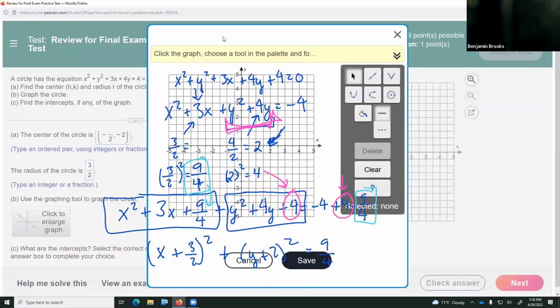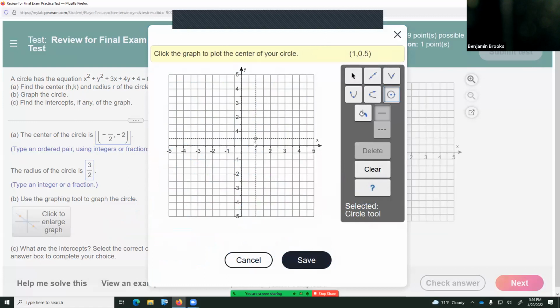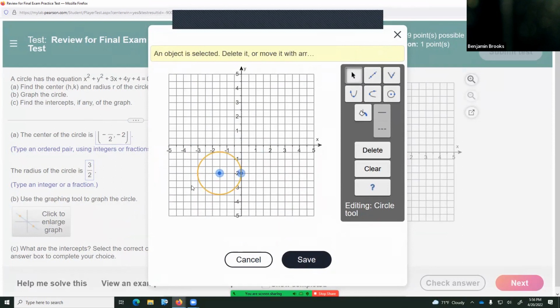And then we're going to see if we can figure this part out. All right, we need negative 3.5, which is like negative 1.5, and then negative 2. That puts that right about there. And we need the radius to be 3/2, which gets us here. All right, so 1/2, 2/2, 3/2. We're going to hit save.